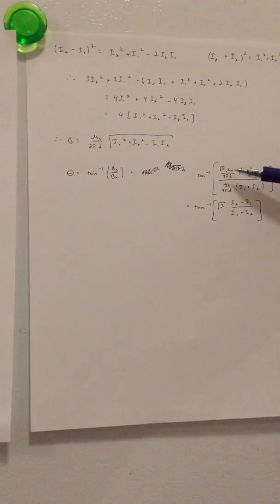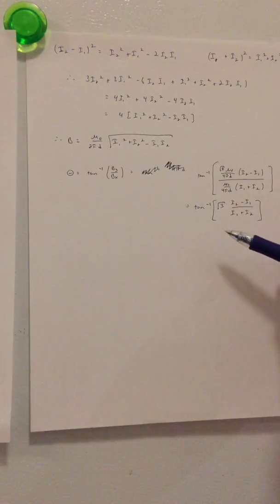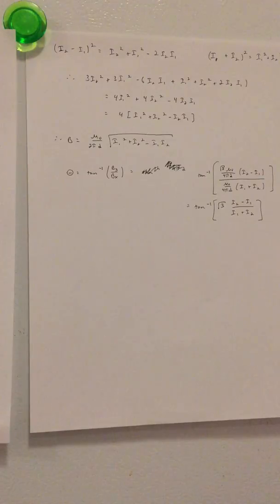I've got √3 times μ0 over 4πd in the numerator, μ0 over 4πd in the denominator. The μ0 over 4πd is going to cancel out, and I'm left with this relatively simple expression, root 3 times I2 minus I1 over I1 plus I2.